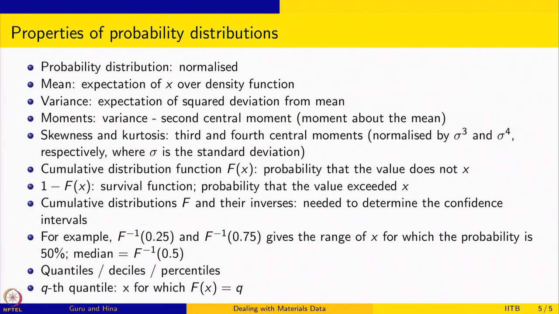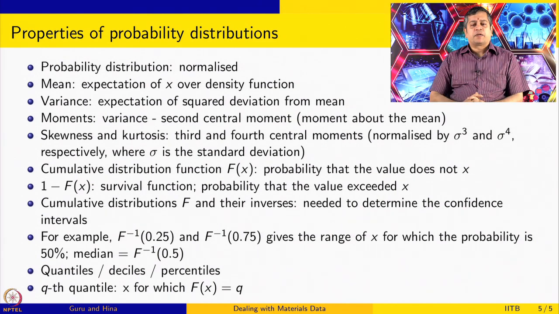So, let us continue to look at some of the properties of probability distributions. Like we mentioned earlier, probability distributions are normalized. The mean value is the expectation of x over the density function. We have said that p of x is basically the probability of the random variate picking that value x. So, if you take all those values and all those probabilities, multiply by the value itself and sum or integrate, then you get what is known as expectation, and that happens to be the mean value.